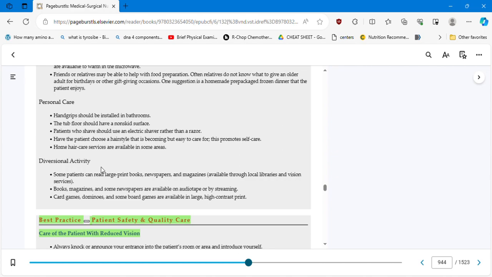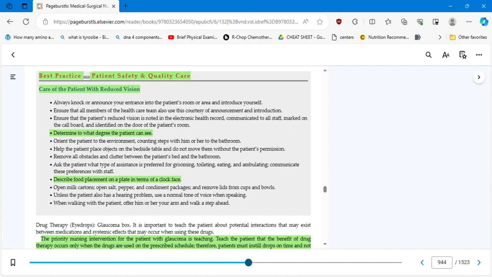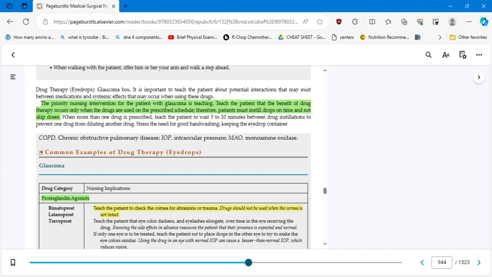Diversional activities: card games, dominoes, and some board games are available in large, high contrast print. Okay, because we need to make their life easy and enjoyable, right? Best practice, patient safety and quality care. Remember that they are at high risk for depression and anxiety. Care of the patient with reduced vision: determine to what degree the patient can see, describe food placement on a plate in terms of a clock face, and offer more activities to support their ADL.